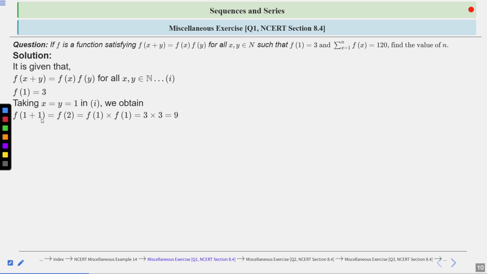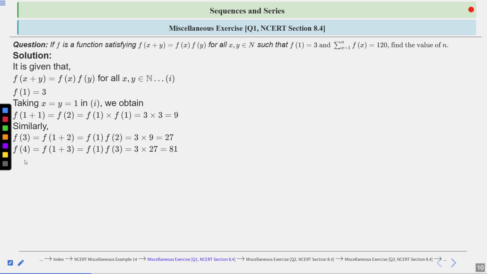So f(1 + 1) = f(2) is equal to f(1) · f(1). This is equal to 3 · 3 = 9. Here f(1) = 3 and from equation number 1, f(2) = 9. Similarly, we find the value of f(3). Put x = 1 and y = 2. So f(3) = f(1 + 2) = f(1) · f(2). This is equal to 3 · 9, which equals 27.